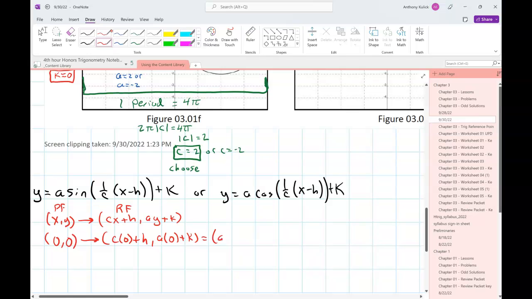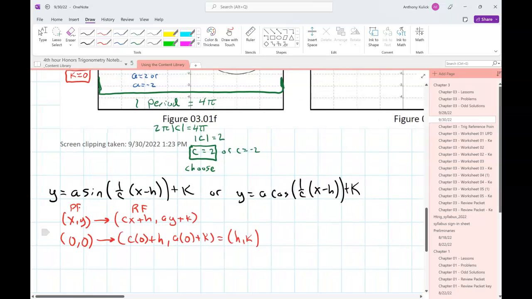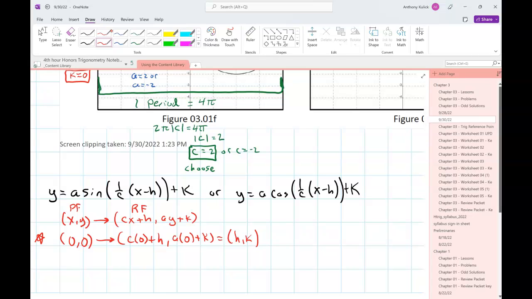So this is just going to be h comma k then. Is everybody okay with that? So all I'm going to do now is think about what kind of point 0, 0 is on the graph of sine. Is that a maximum? Is that a minimum? Or is it a midline point? That's a midline point.